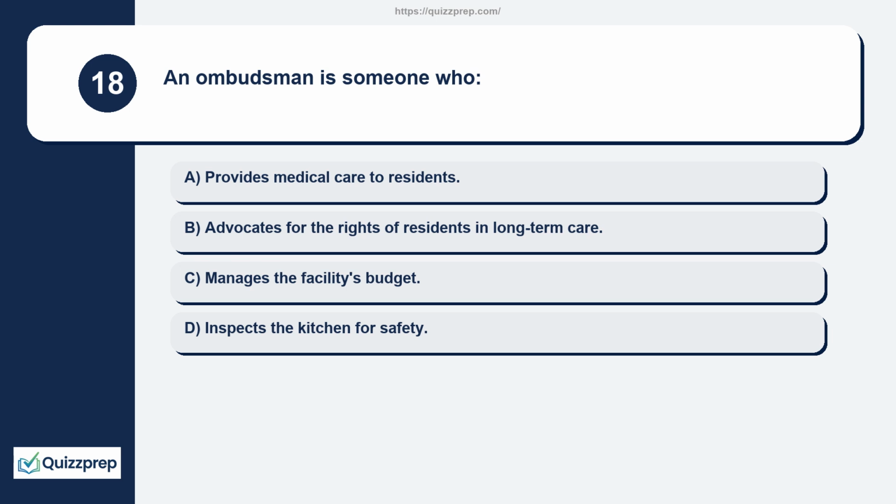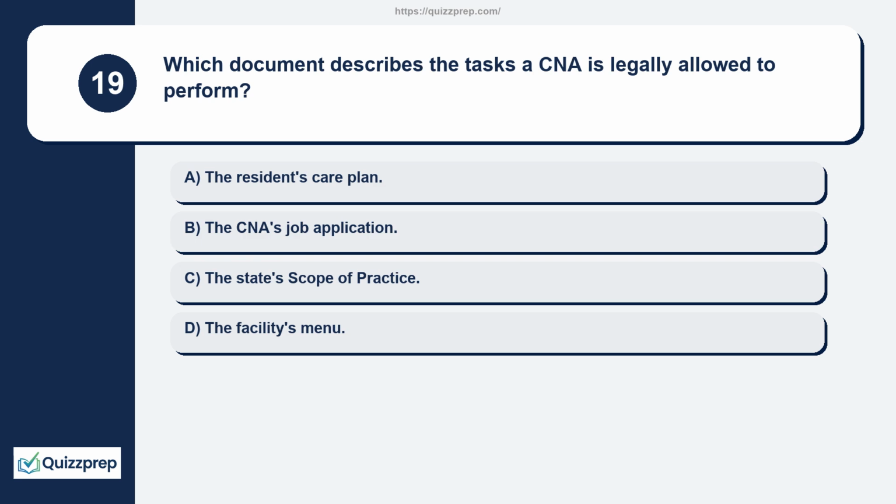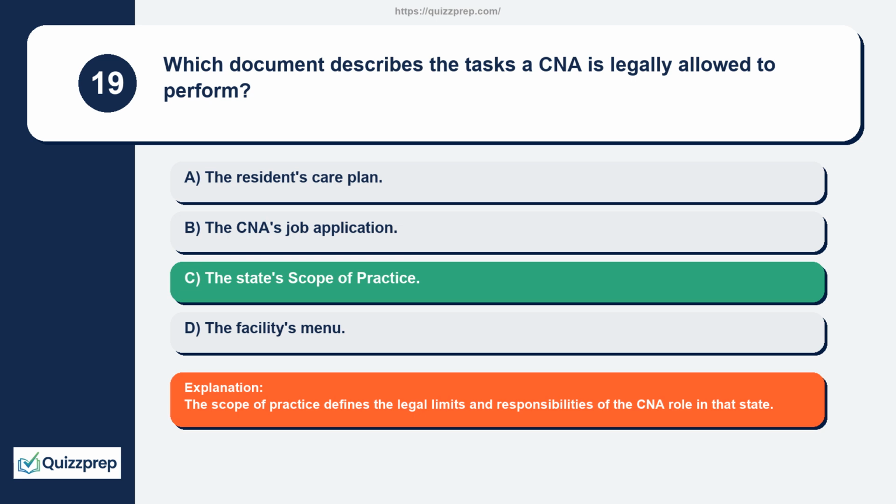Question 18. An ombudsman is someone who provides medical care to residents, advocates for the rights of residents in long-term care, manages the facility's budget, inspects the kitchen for safety. An ombudsman is an official advocate who helps resolve complaints and protect resident rights. Question 19. Which document describes the tasks a CNA is legally allowed to perform? The resident's care plan, the CNA's job application, the state's scope of practice, the facility's menu. The scope of practice defines the legal limits and responsibilities of the CNA role in that state.